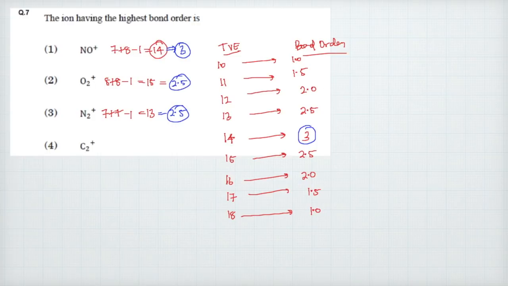And the last one, that is C2 plus, so for each carbon you will have 6 electrons, right? So 6 plus 6 and minus 1 because of this plus charge, so you will have 11, which means a bond order of 1.5. So the highest bond order for this particular question is 3, and that remains in your NO plus molecule. So the correct answer is option number 1. Alright, so it's a very simple, very easy question.